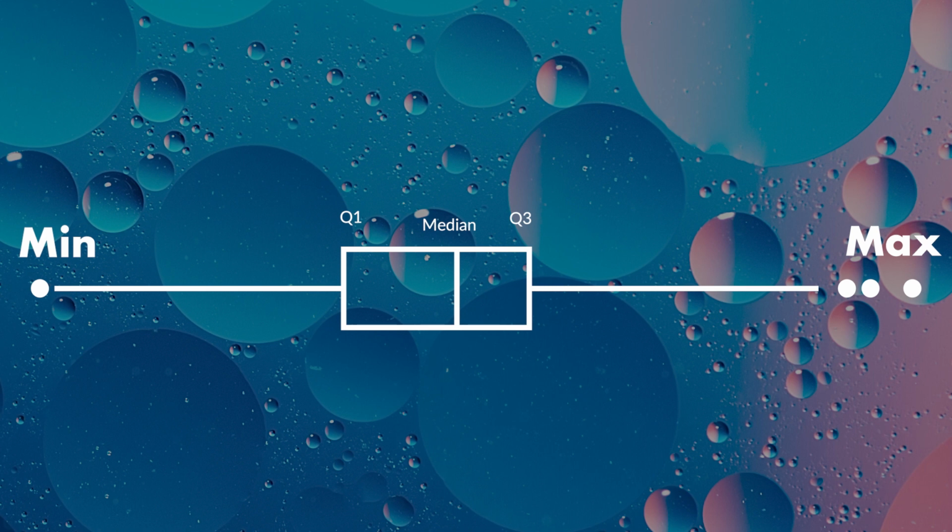As the whiskers must necessarily end at an observed data point, the length of the whiskers may appear unequal, although the size of the whiskers is the same for both sides. The calculation is the same.